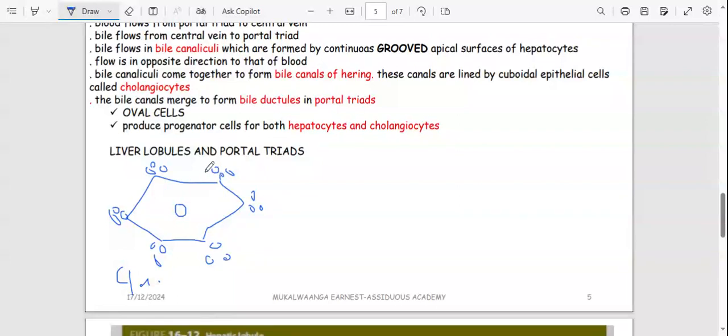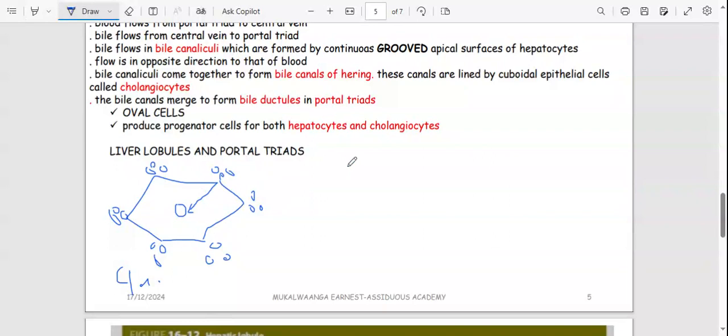Now the thing is, blood will move from here. This is a portal triad. It will move via the hepatic sinusoid into the central vein. What is important is the direction of the arrow. You've seen where the arrow is. The arrow shows the blood is moving from the portal triad to the central vein. So that is how a classic hepatic lobule works. We've got the next one.